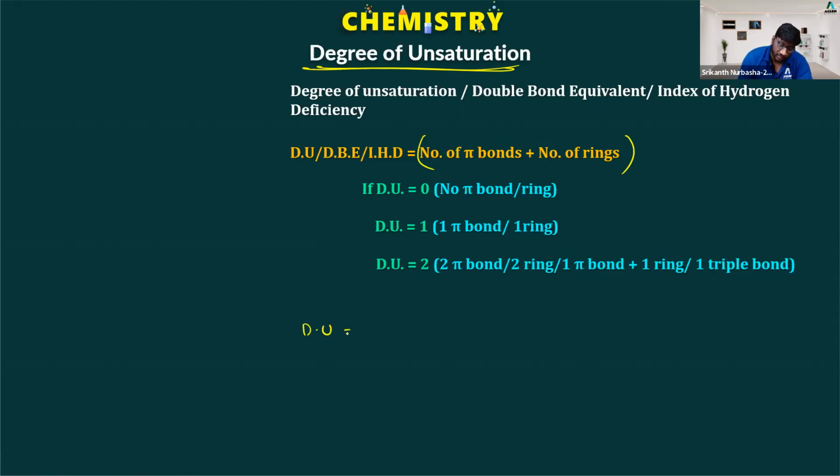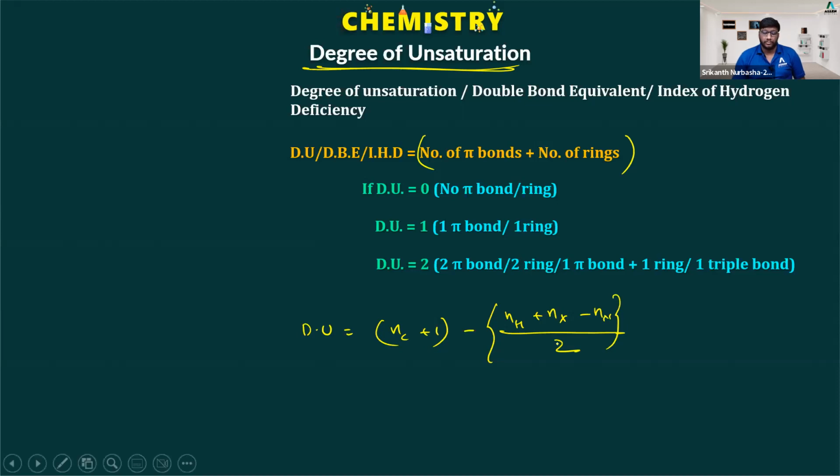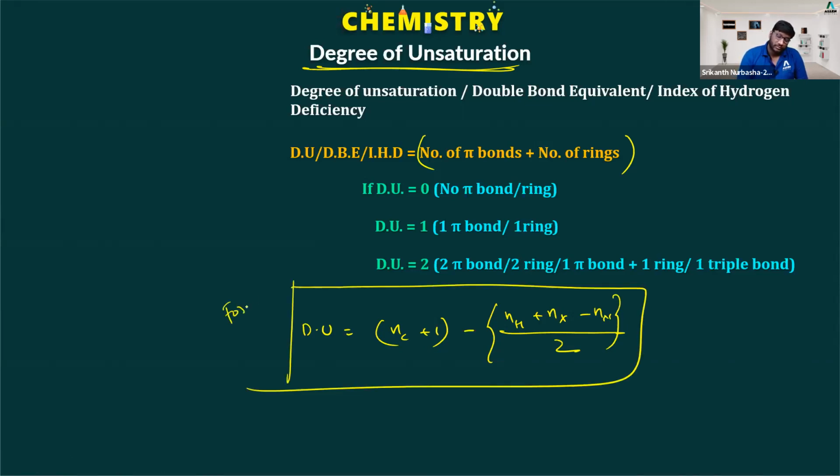How can we calculate this? Degree of unsaturation is the number of carbons plus 1, minus the number of hydrogens plus number of halogens minus number of nitrogens, whole divided by 2. This is the formula. Number of carbon atoms in that particular compound plus 1, minus the number of hydrogens present plus number of halogens present minus number of nitrogens present, whole divided by 2.